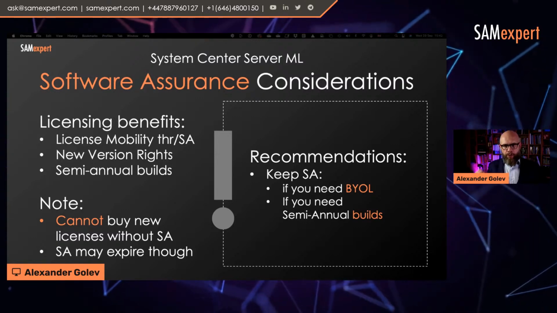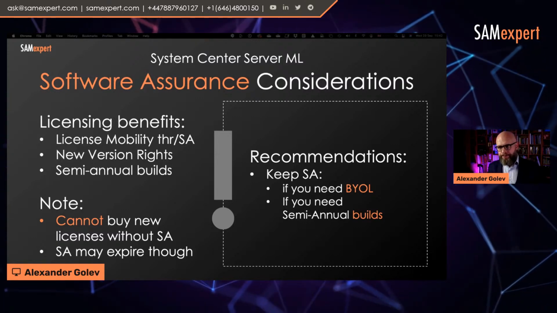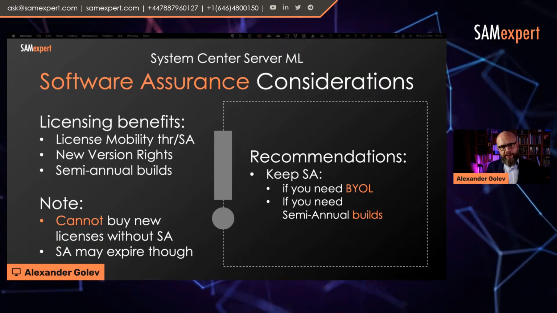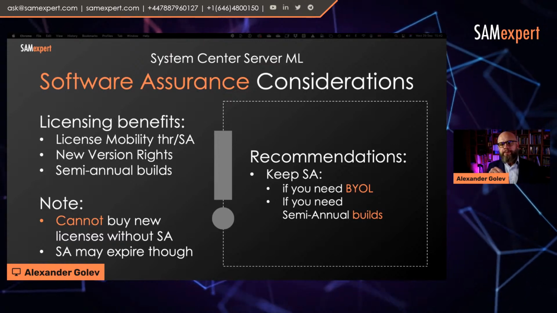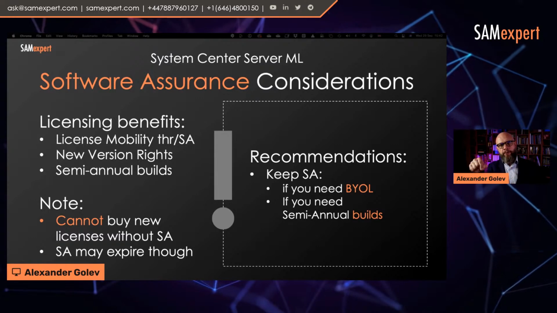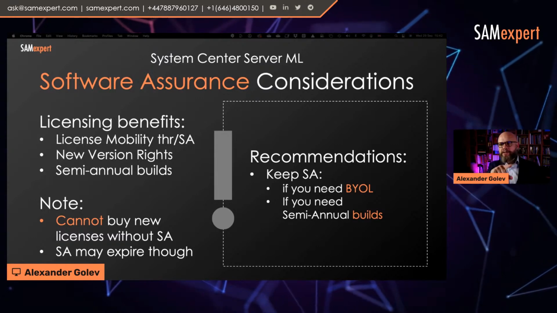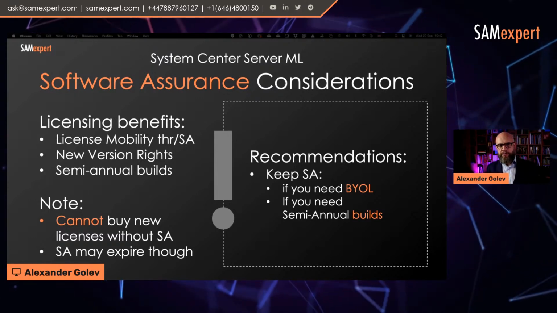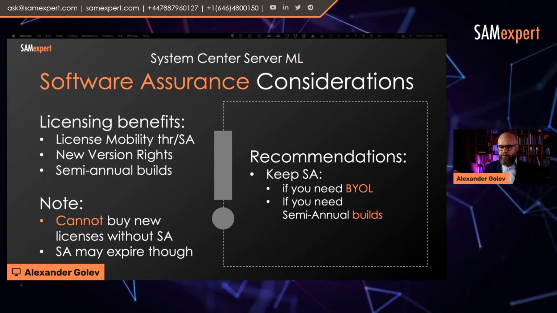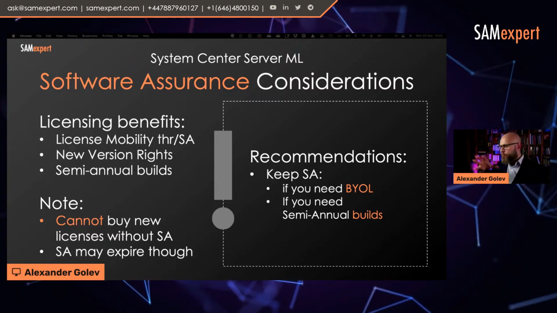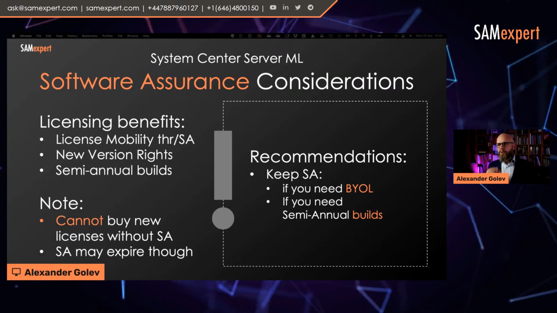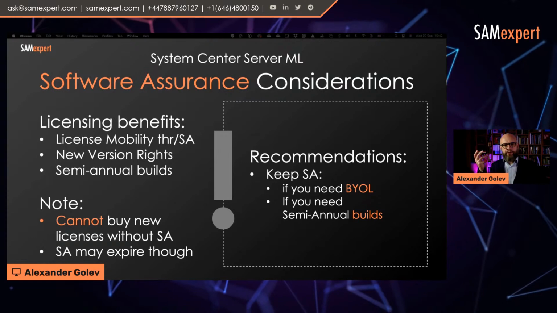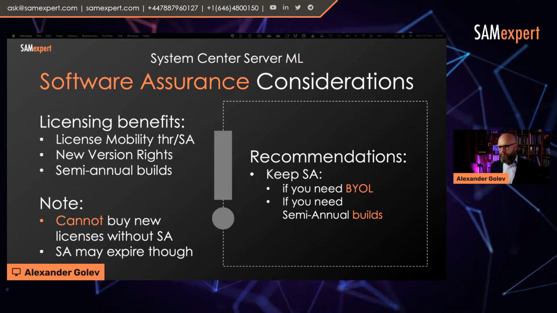Obviously new version rights, obviously semi-annual or incremental builds. As I said, you cannot buy a license without software assurance considerations. Why would you consider software assurance? It's because SA may expire, and you may end up with a license without SA, and thus lose all these benefits. As long as SA expires, you just lose all these benefits. You may not take this license anymore to a third party. You may not use semi-annual builds. So keep SA if you need to bring your own license, and if you need semi-annual builds. Not many benefits really, not many.